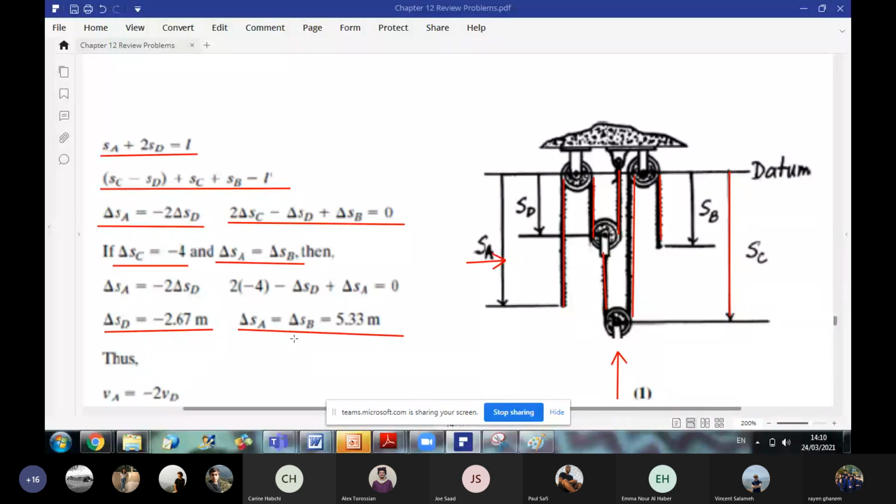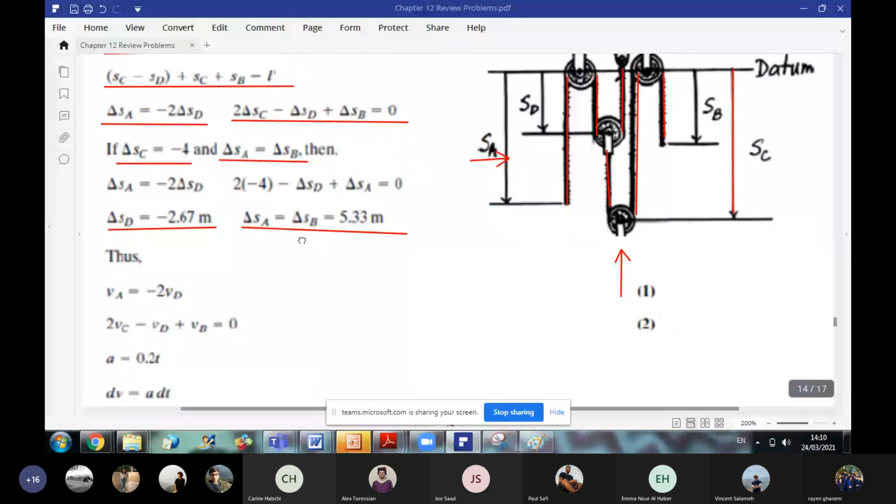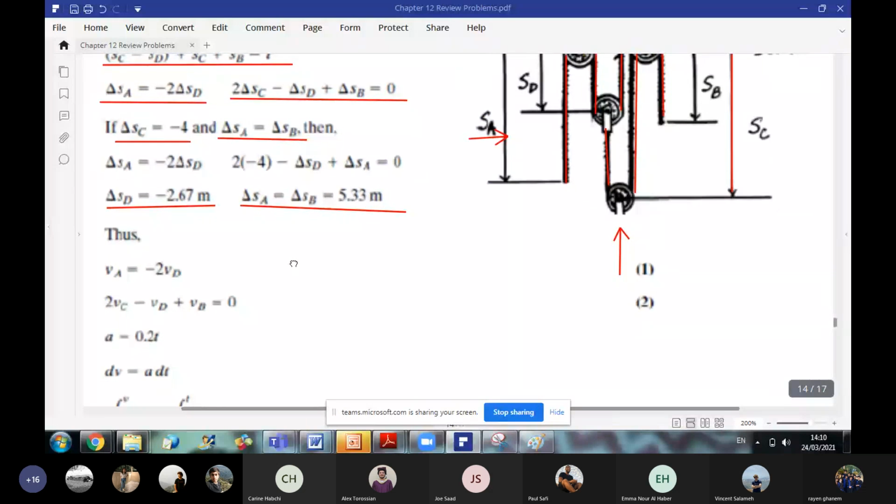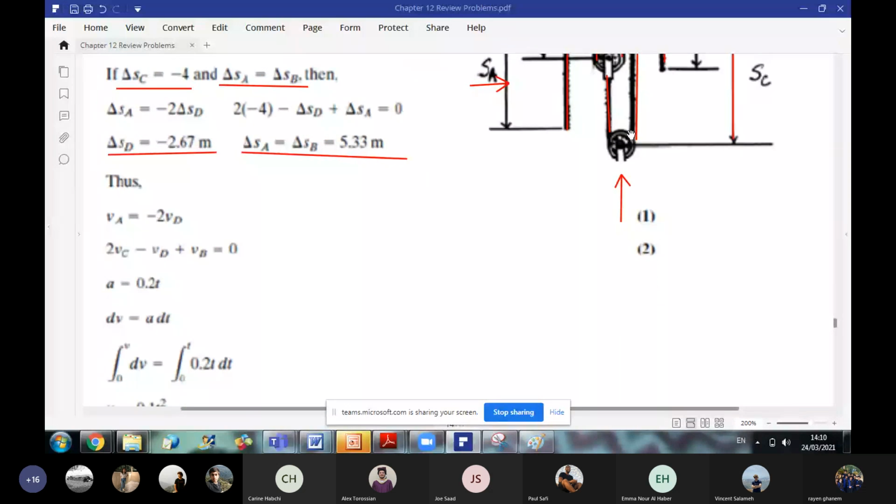Now after finding delta SA and delta SB, this will allow you to calculate the time of motion, because the acceleration of A is a given function of time. You can get delta SA as a function of time, and this will allow you to get the time of motion. Before finding the time of motion, we should also remember that we need the velocity at point C at the end of motion. So we still have to find two unknowns: the final velocity of the block and the time needed for motion.